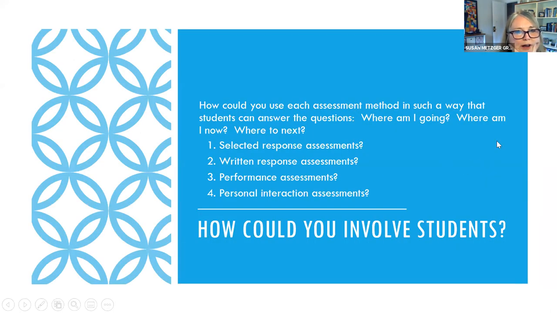And so I have a question for you. We've talked a little bit about these four different types of assessment methods. I'm wondering, how could you use each assessment method so that the students in your class could answer the questions that pertain to assessment for learning? Where am I going? Where am I now? Where to next? How could you use those assessments to involve students in the process? I'm just curious if you have any thoughts on that.